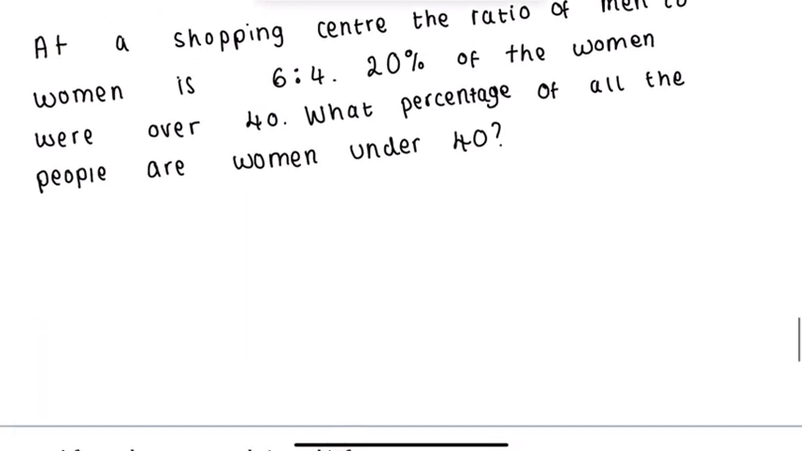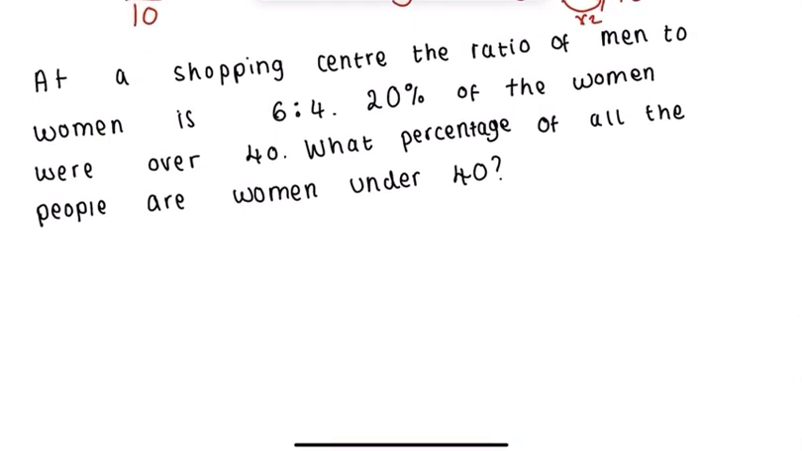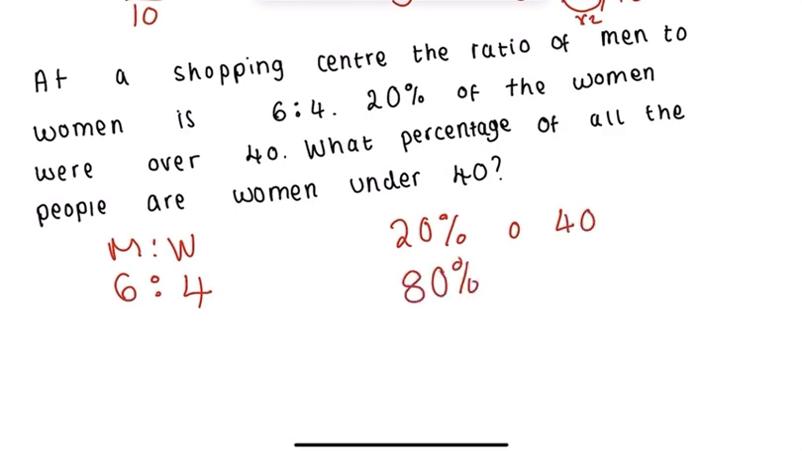Last of all, we're going to have a look at this question here. At a shopping centre, the ratio of men to women is 6:4. 20% of the women were over 40. What percentage of all the people are women under 40? So let's start it how we did before. Men to women is 6:4. Then it says 20% of the women were over 40. So that means that 80% of the women would be under 40.